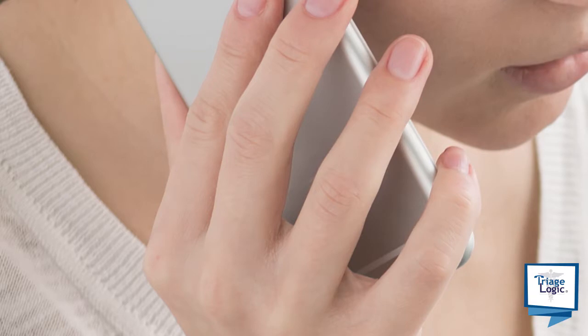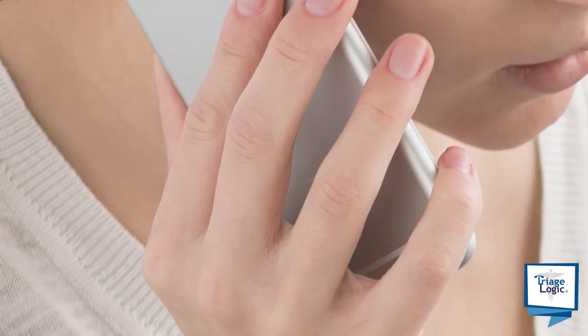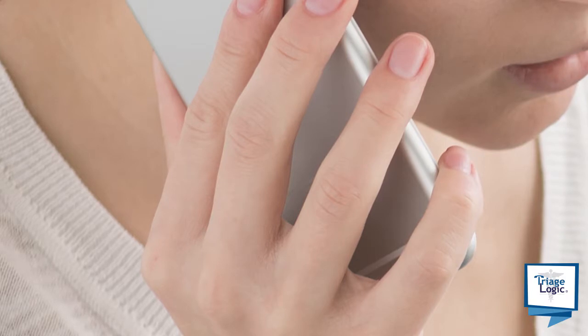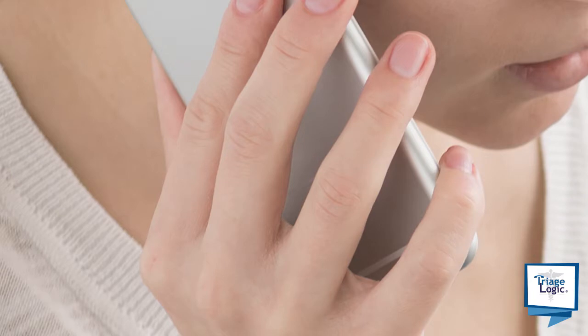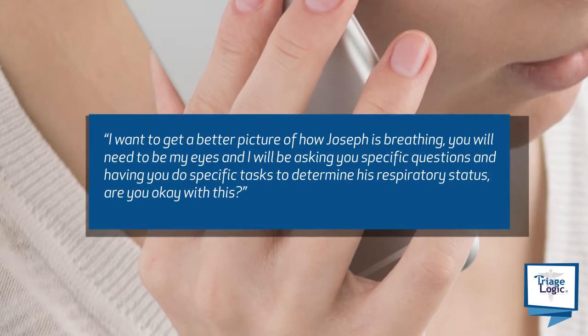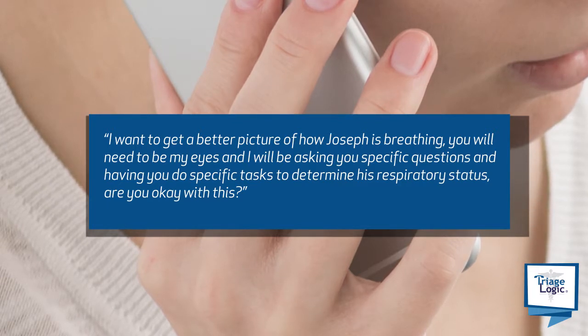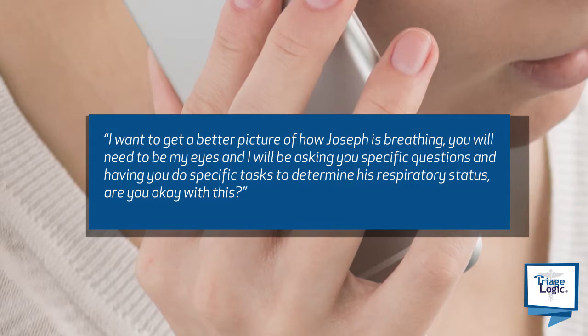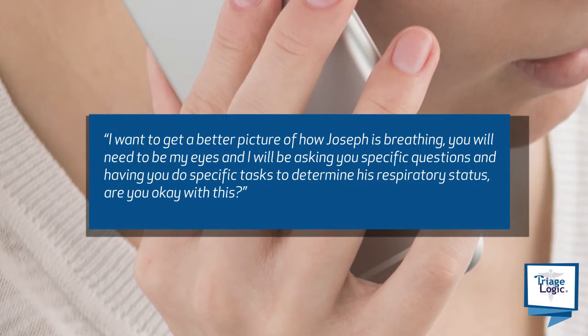You will rely heavily on Kendra to help you, so you want to make sure she's up to the task. It is important to keep her informed about the respiratory assessment process and why you are asking so many questions. Start by saying something like, "I want to get a better picture of how Joseph is breathing. You will need to be my eyes, and I will be asking you specific questions and having you do specific tasks to determine his respiratory status. Are you okay with this?"